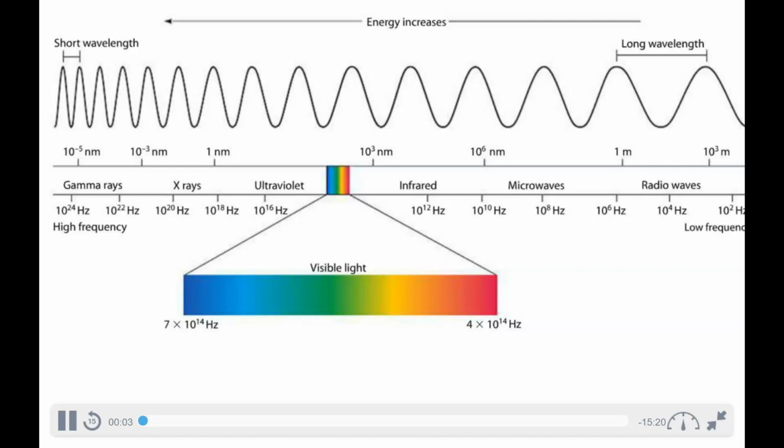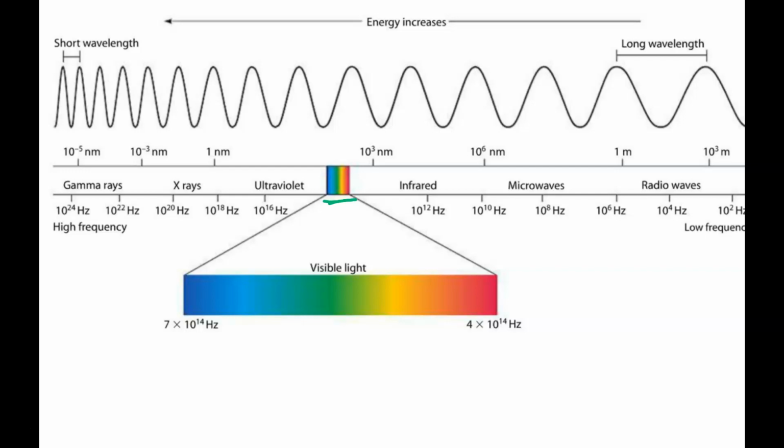This is a diagram of the electromagnetic spectrum. In the middle here is the very small amount of the spectrum that's visible to human eyesight, which runs from about 700 to 400 nanometers.